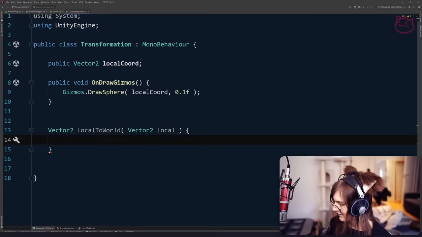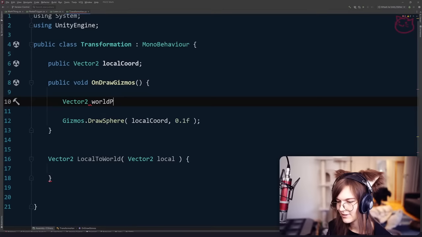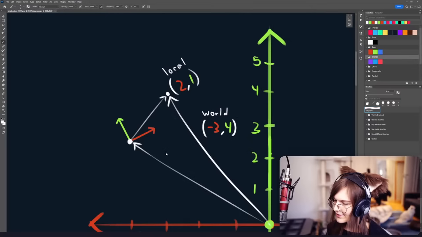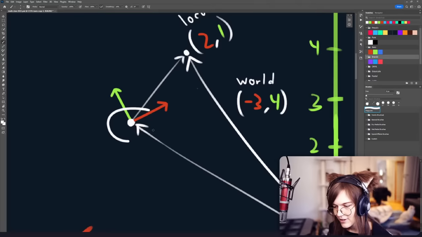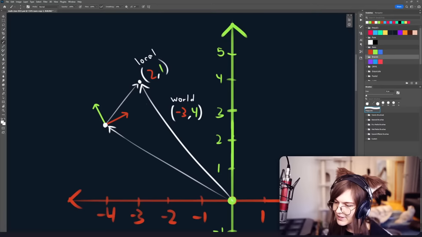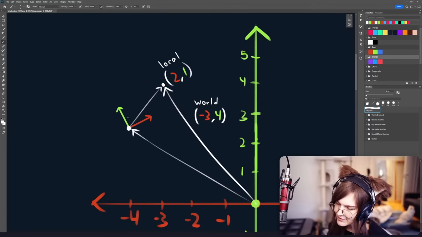So we need to convert this to world space. We're going to do world position equals LocalToWorld, and we pass our local coordinate in there. And now we need to figure out how to write this function. A good starting point is to use the origin of this object, because we know the world space position of this object, right? The final vector we want is this long vector right here. So a good starting point is to just add the position of the transform itself.